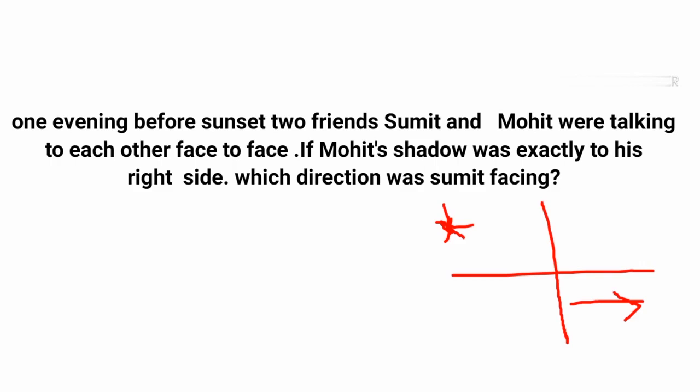That is, if Mohit is facing north, his shadow will be formed in the east. That is, to the right of him. That is, Mohit is facing towards north. Since they are standing face to face, if Mohit is facing towards north, in which direction will Sumit be facing? Sumit will be facing towards south.